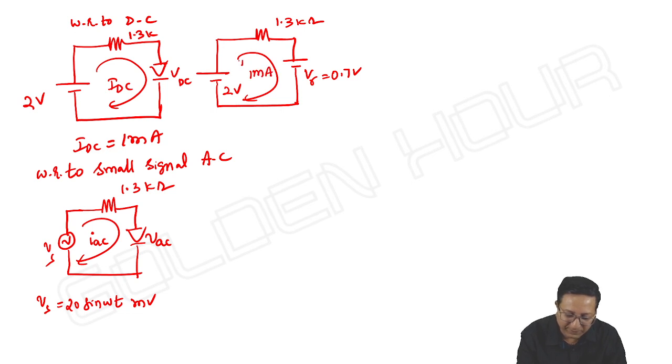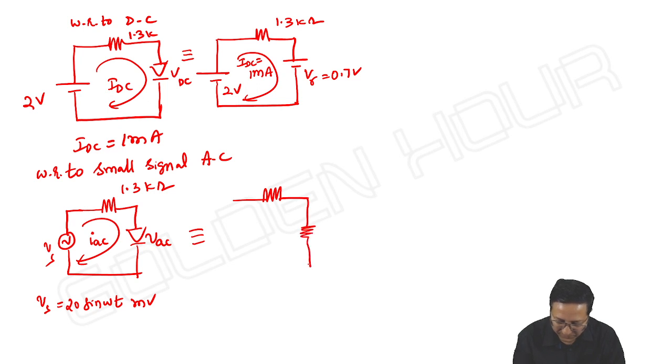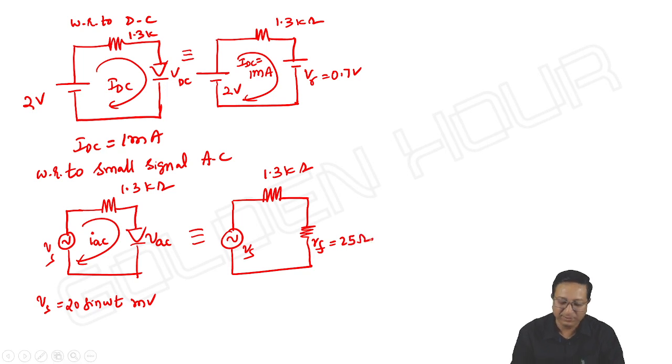One milliampere. Whereas here, what we are writing is not V gamma, I am writing RF. In this example, its value is 25 ohms, and this current is IAC, and this voltage is VAC.